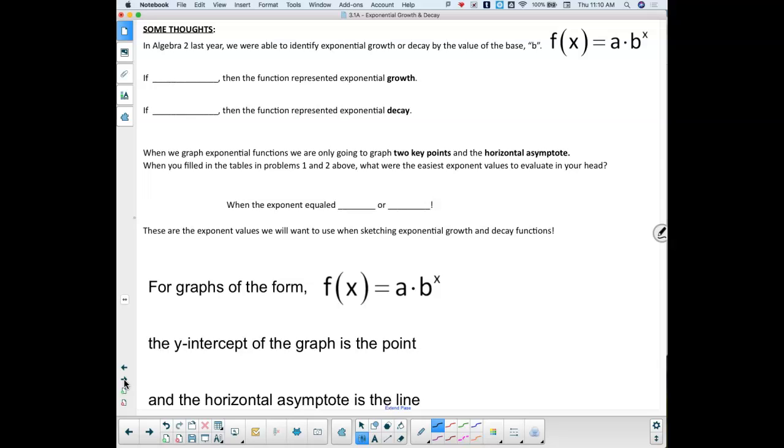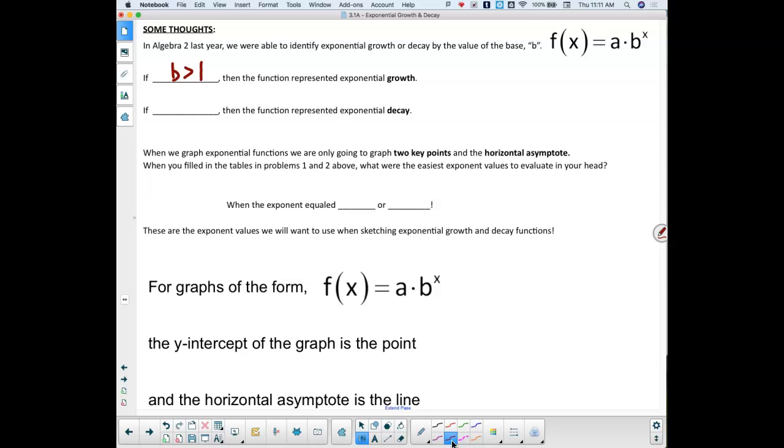Terry, you're shaking your head no. Would you like to tweak that? Greater than 1? What about equal to 1? Could I be greater than or equal to 1 and still be a growth function? No, can't be. Because if I'm equal to 1, then I'm horizontal. I'm not growing or decaying. I'm staying the same. So that's a no. So if b is greater than 1, I'm a growth. Okay?